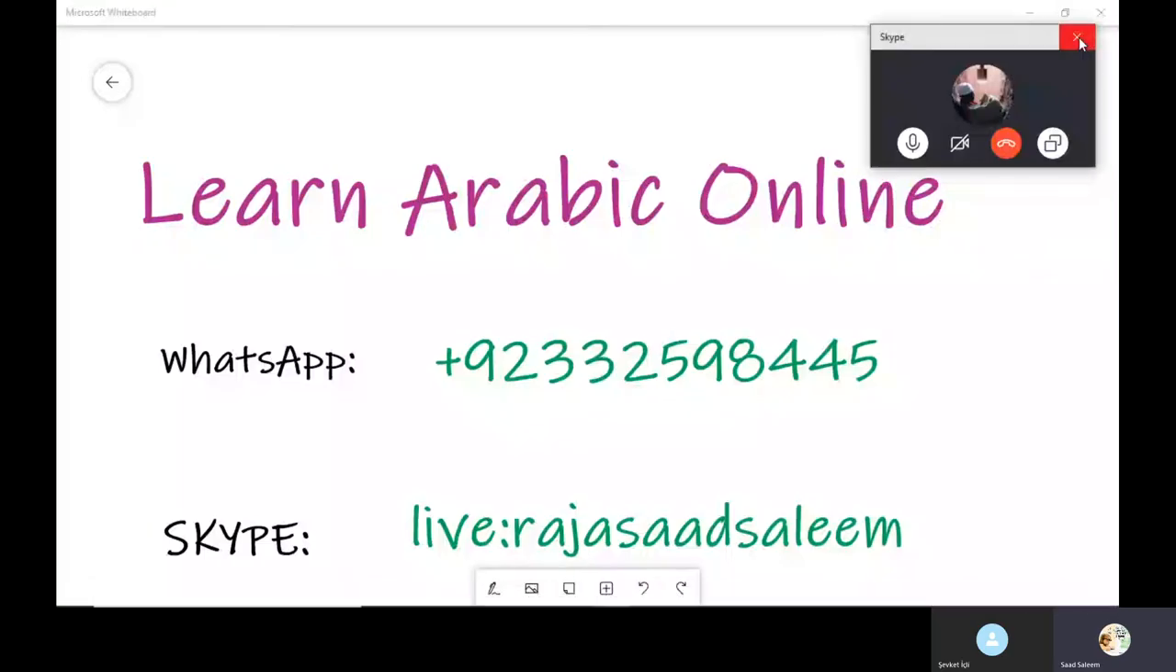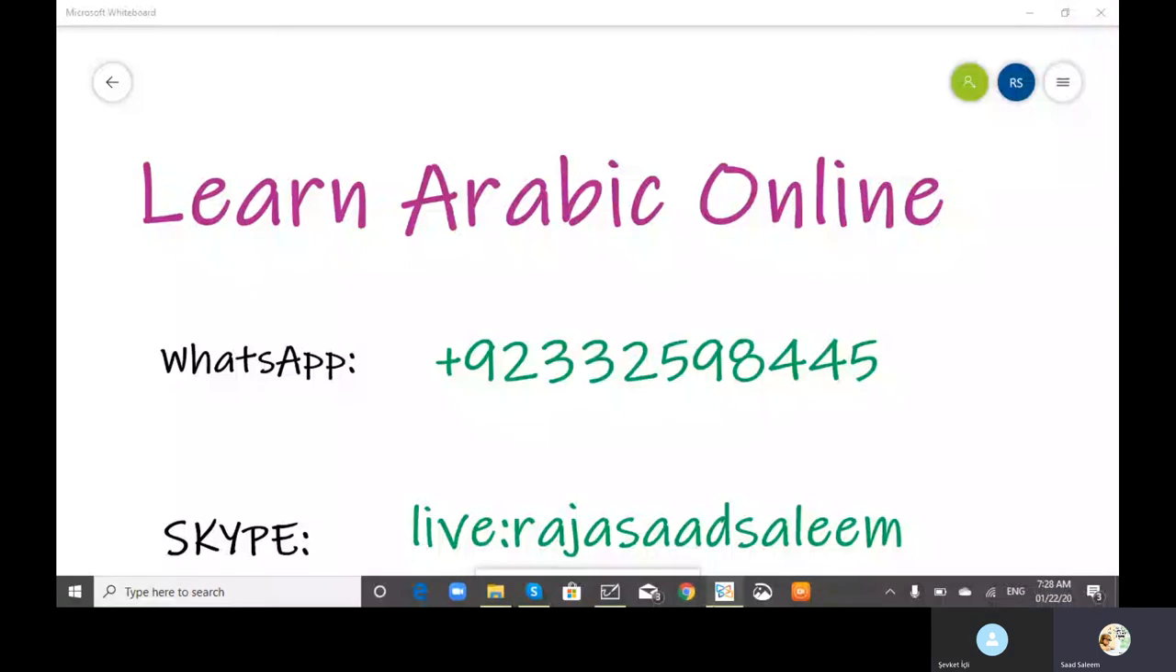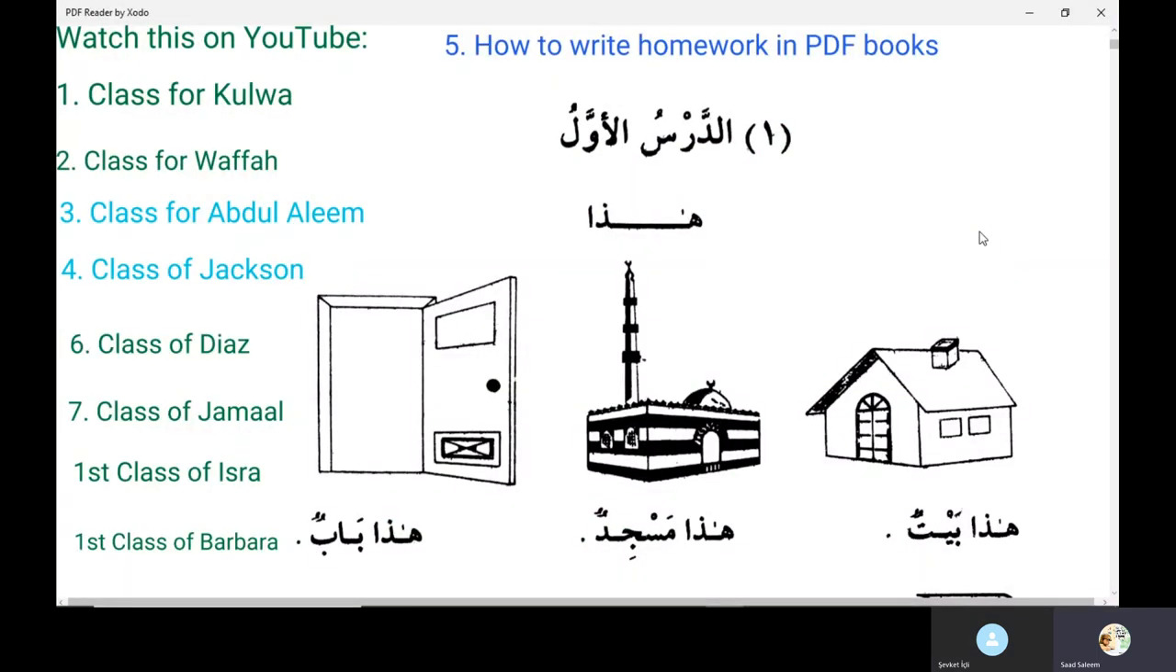Bismillah ar-Rahman ar-Rahim. Today we'll start from the first lesson of the Rusulu with the Labia Madina book.